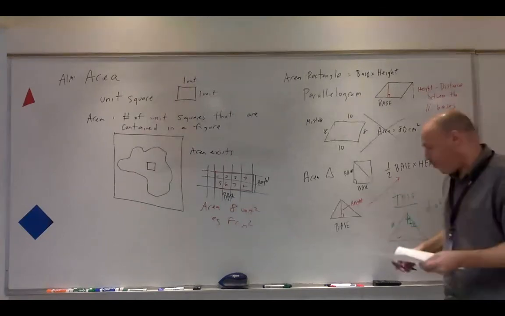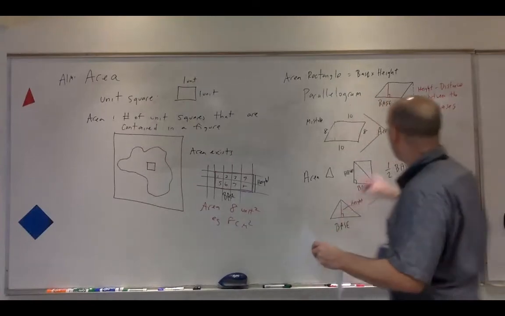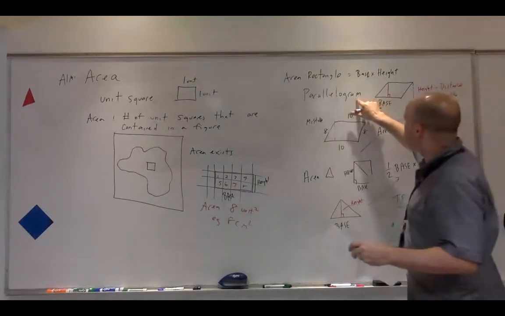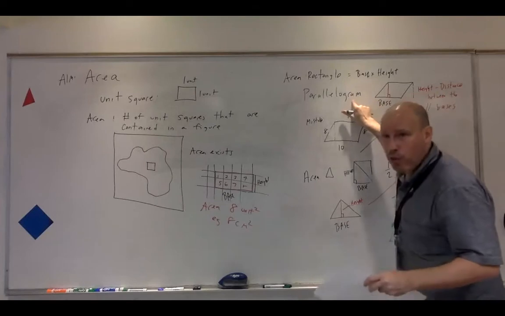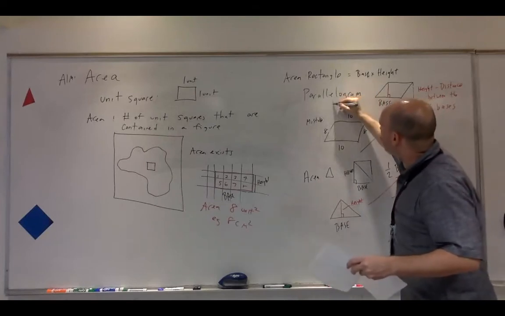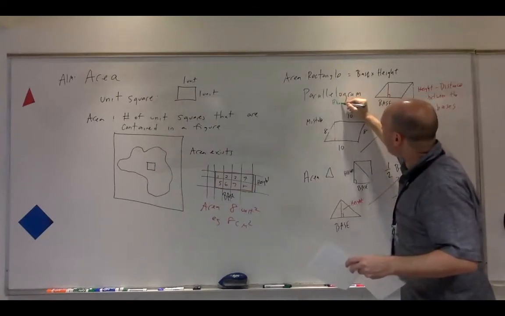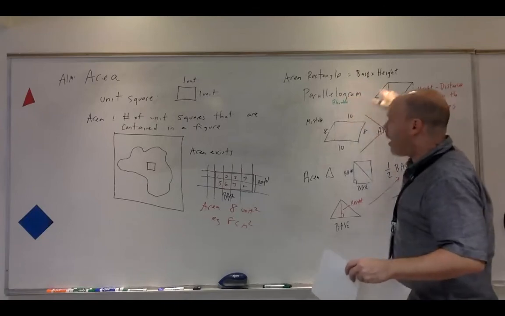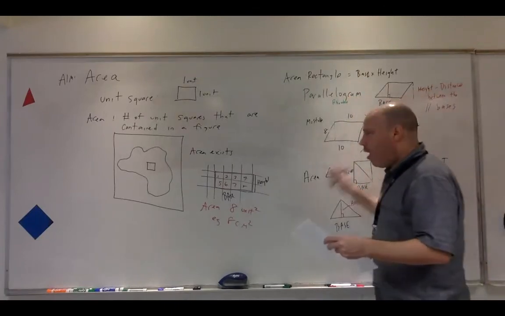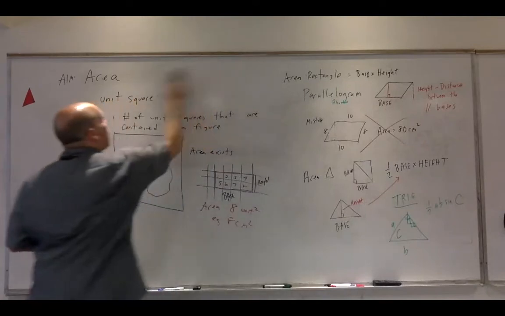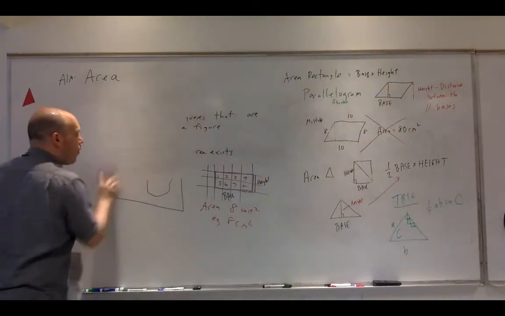Let's move on. What was the next shape we looked at? Well, all the parallelograms. So this includes the rectangles. This also includes the rhombus. We'll get to that in a second. Given a base and a height. We'll get back to that in a second. What's the next shape we're interested in? Trapezoids. What is the area of a trapezoid?